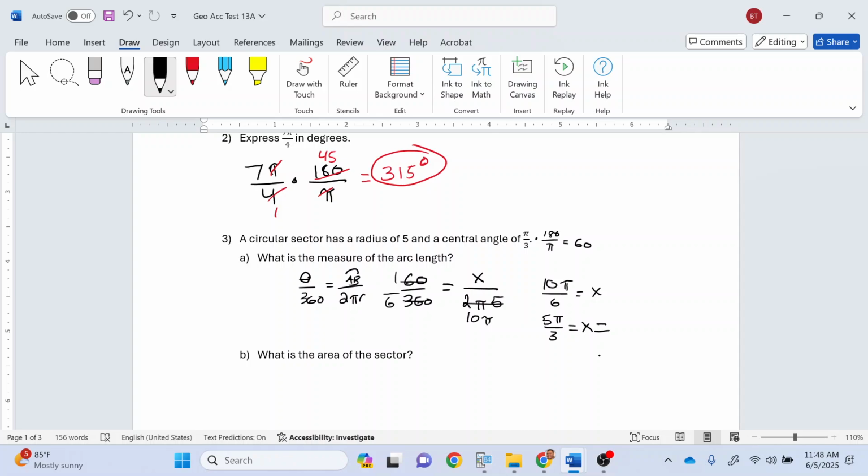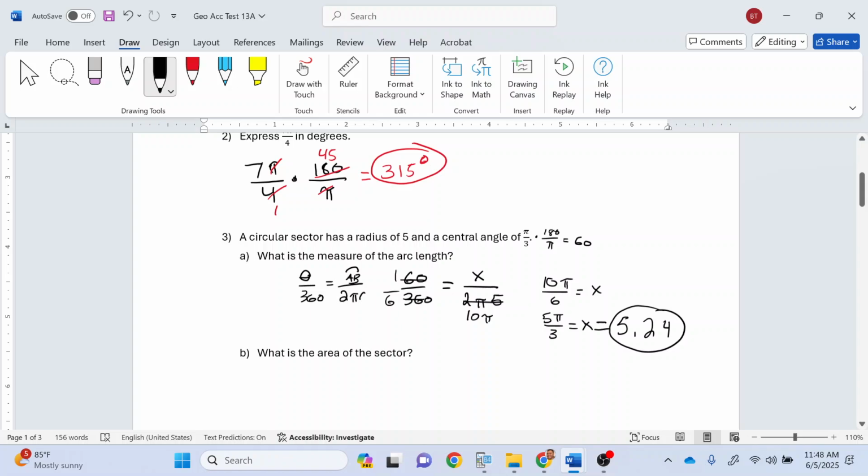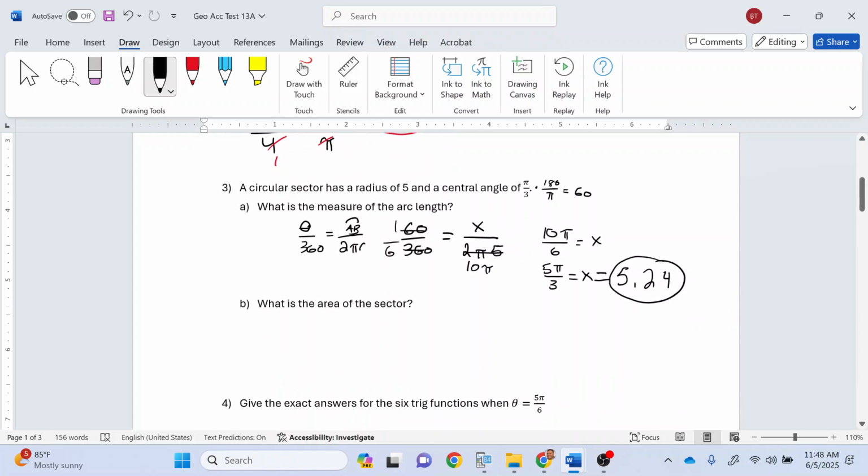Either way, whatever you do, your answer in the calculator is going to be 5.24. It rounds up to 4, technically. It's 1 over 6, not 6 over 1, because 60 is on top, not 360 on top.